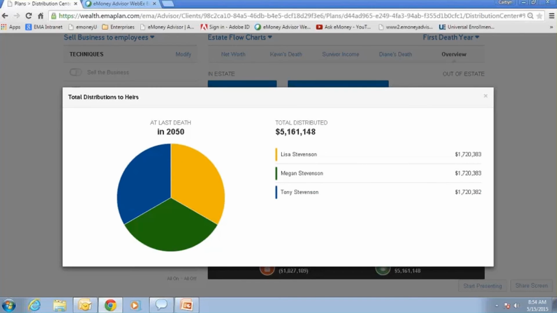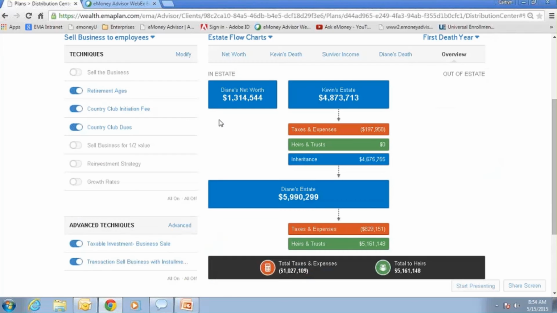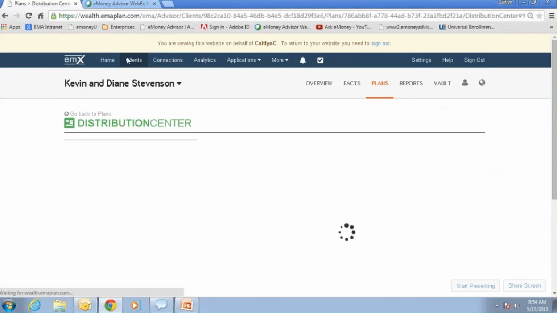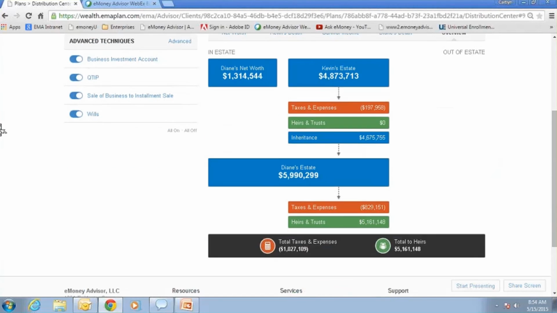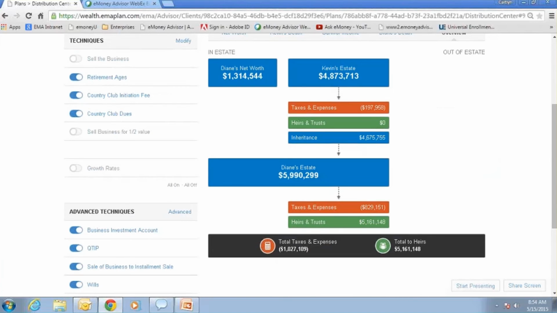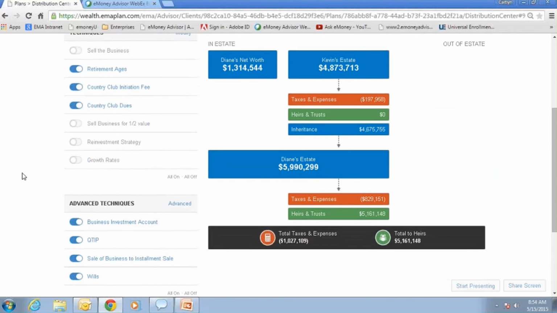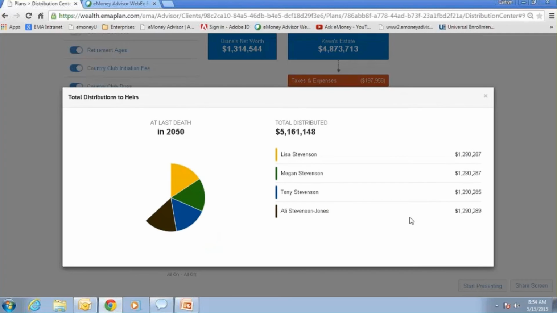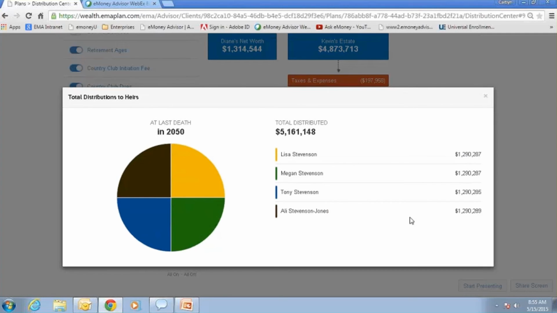So what we can do from there is have our planners create a separate plan which duplicates everything we did in this one, but changes the will slightly. And we'll call that sell business to employees and adjust the wills a little bit. Those techniques are going to pop up down here. You'll see, again, the same things live here. Business account that we opened up, we sold the business, but now we have a trust technique and we've changed the wills.